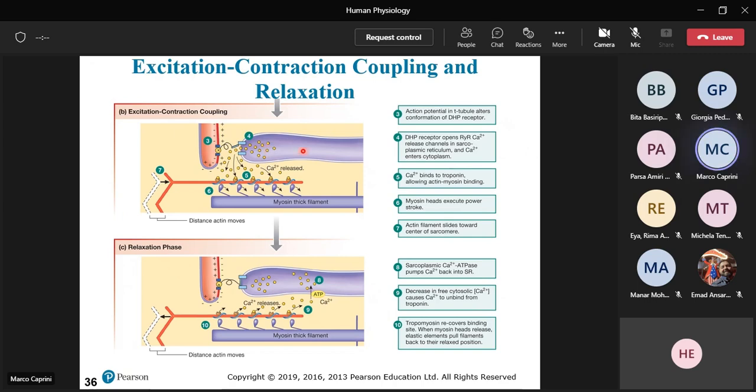So the calcium moves from the inside of the sarcoplasmic reticulum to the cytoplasm, and then what happens? It binds to the troponin, moves the tropomyosin, and the power stroke can occur. So it's okay? Okay. But again, this is the excitation-contraction phase. And the relaxation is quite obvious: the calcium needs to decrease.